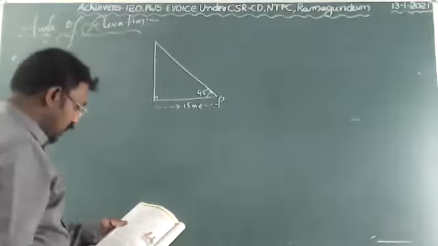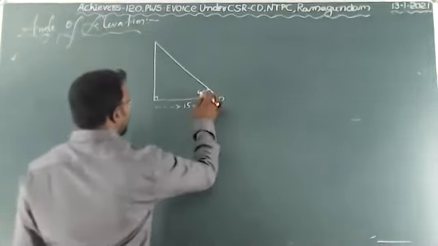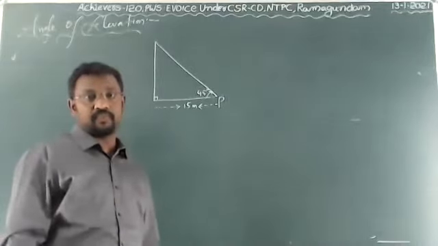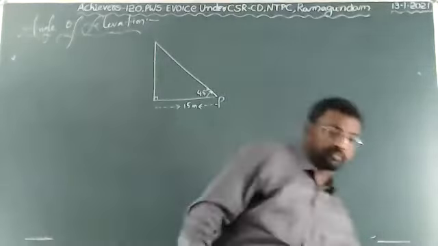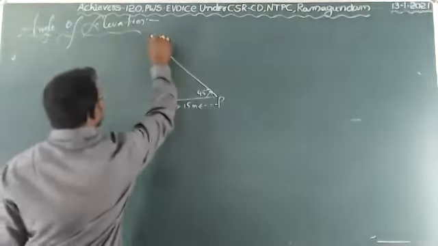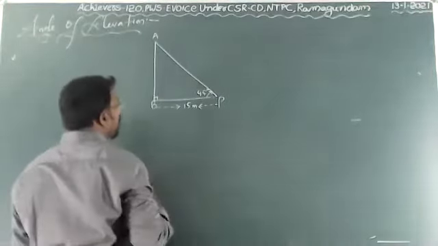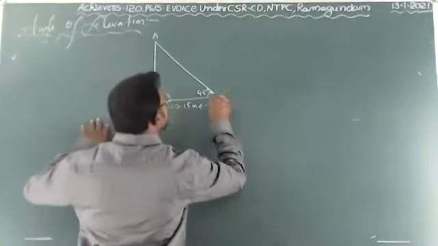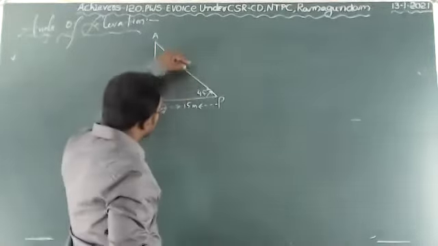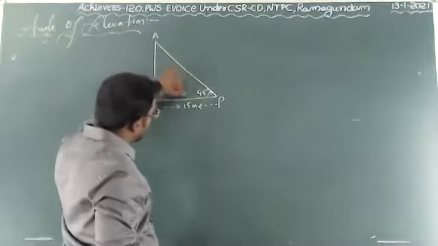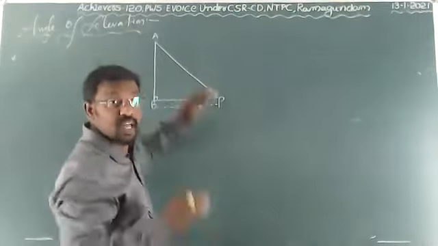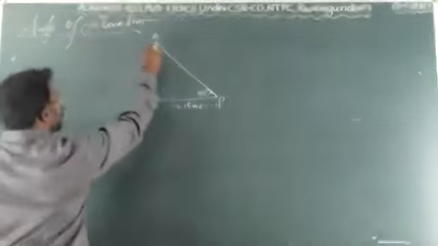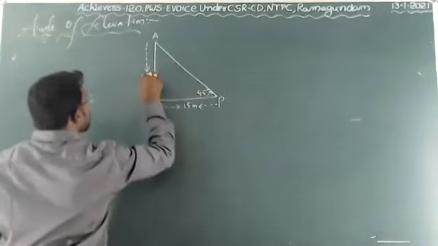The angle of elevation of the top of the tower is 45 degrees. Then what will be the height of the tower? Let us indicate the height of the tower as AB, and the point of observation as P. And the angle of elevation is the angle between the line of sight and the horizontal line. Elevation is nothing but above the horizontal. This is 45 degrees. So now let us take this as H meters.